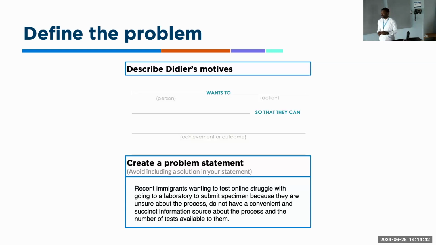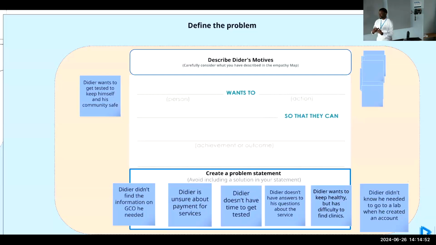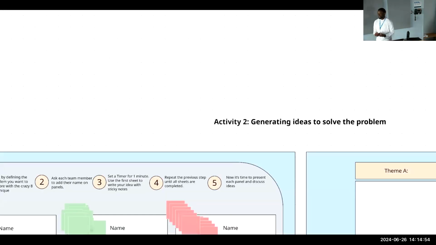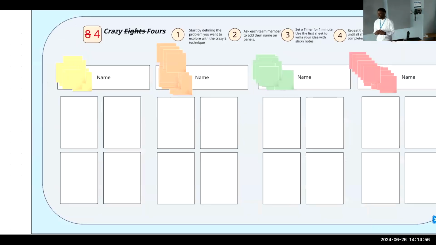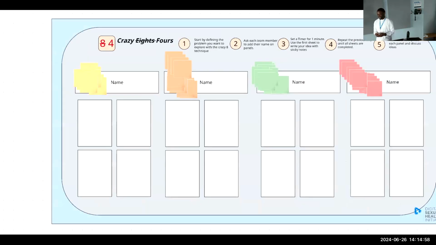What you're creating is a solution for this problem. How can we get DDA succinct, accessible information on GetChecked Online to ensure that all of his questions are answered very quickly? Again, don't think too much. Don't question yourself, just write. What solutions do you think about? So, yeah, for those online, the timer is set and I'll put it up.